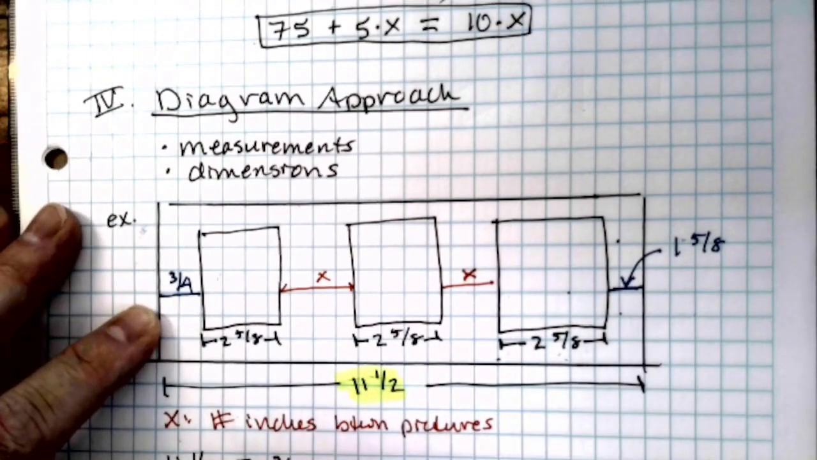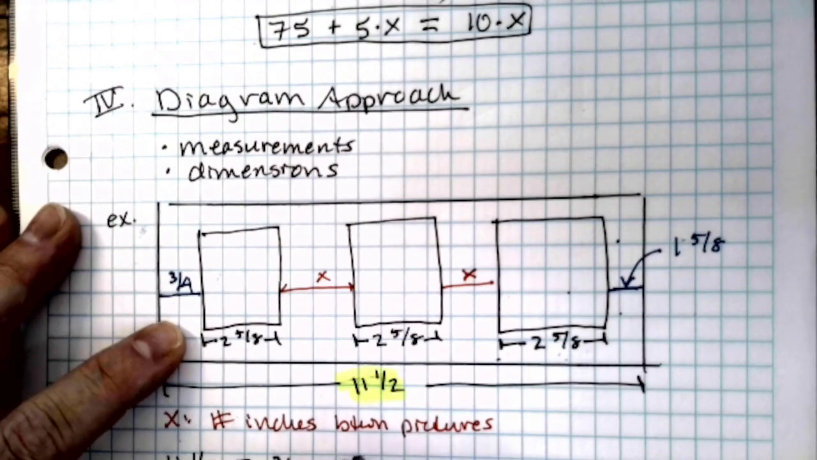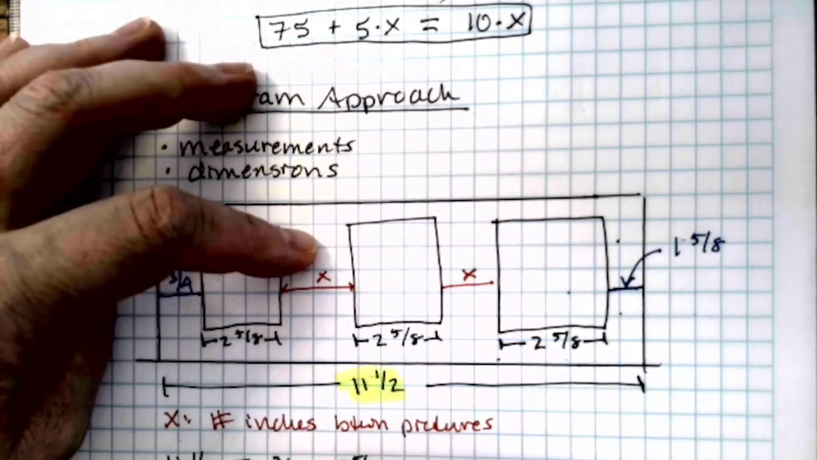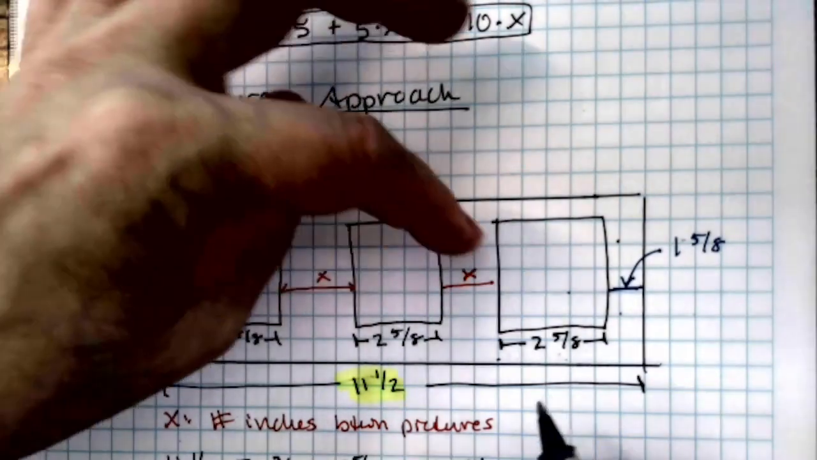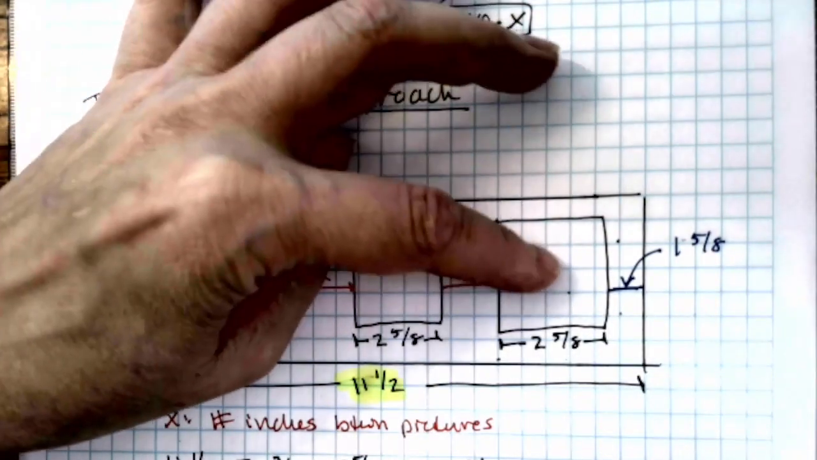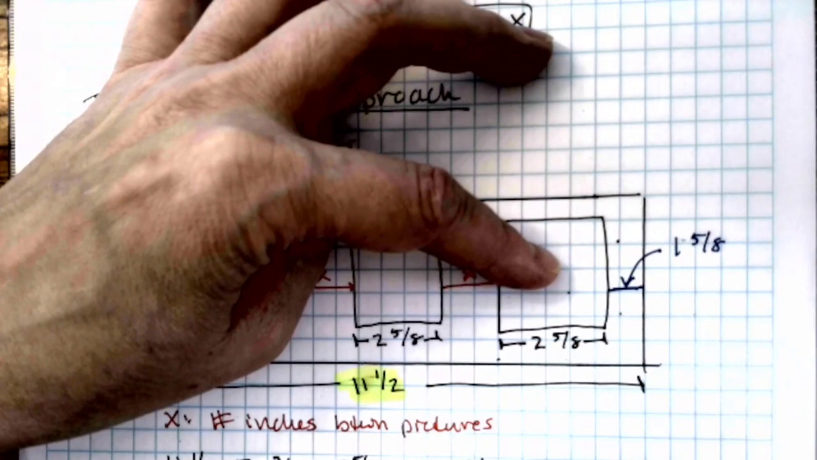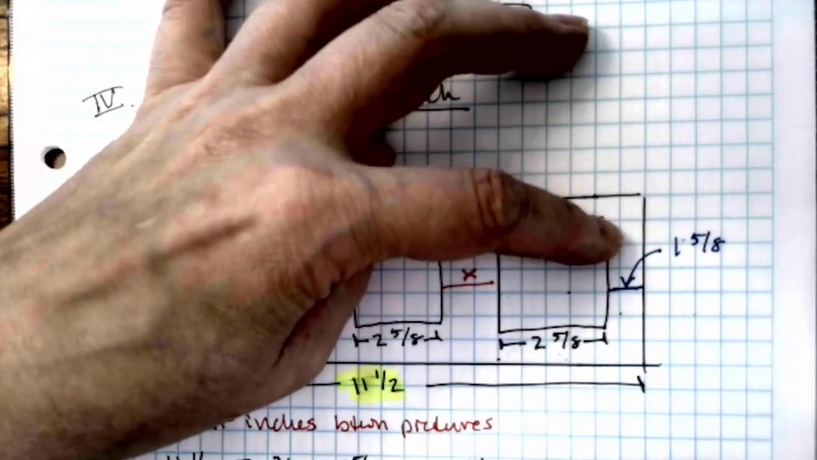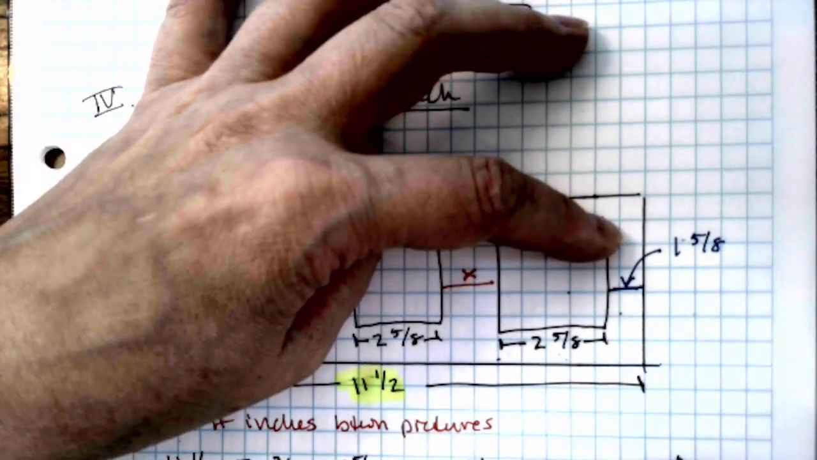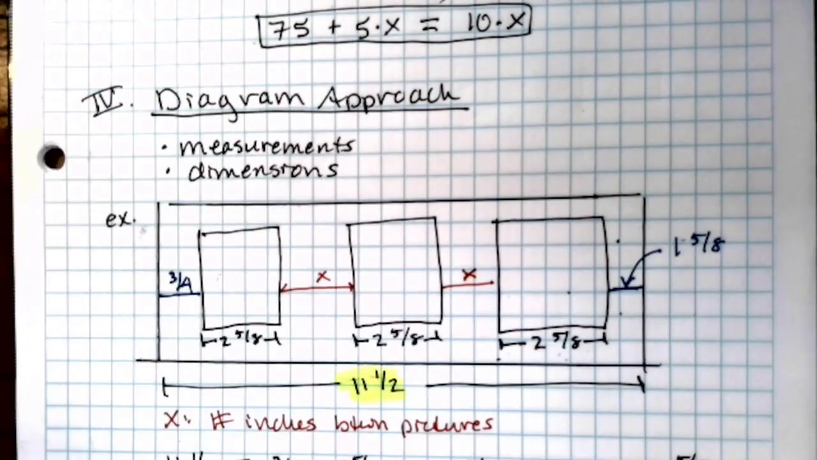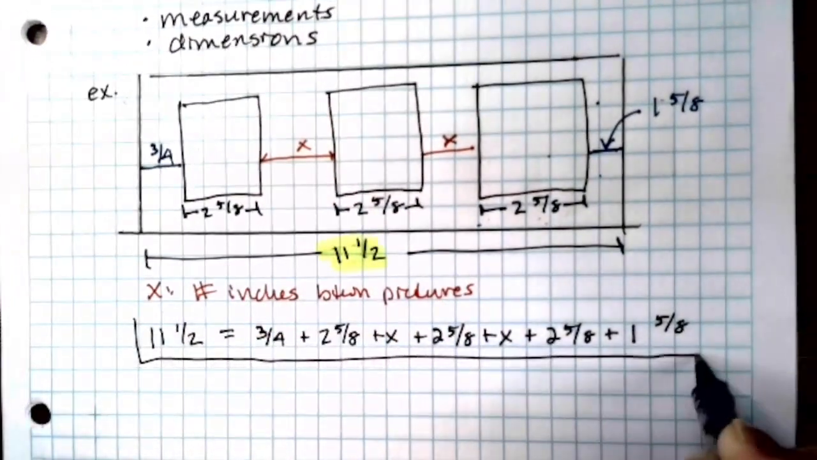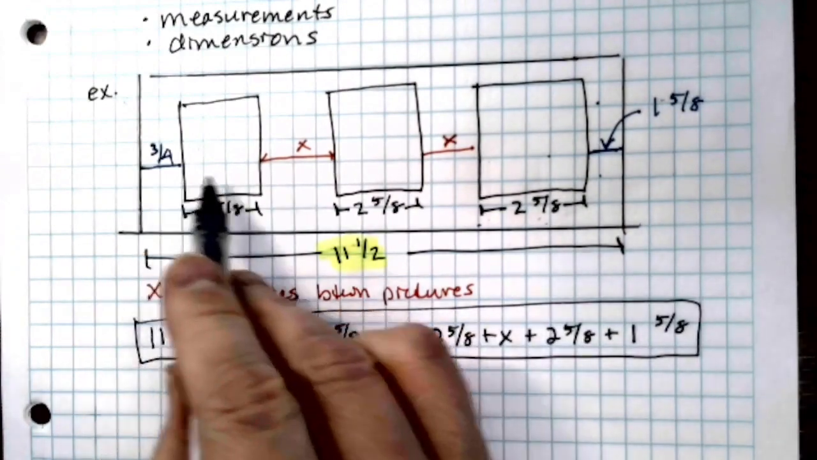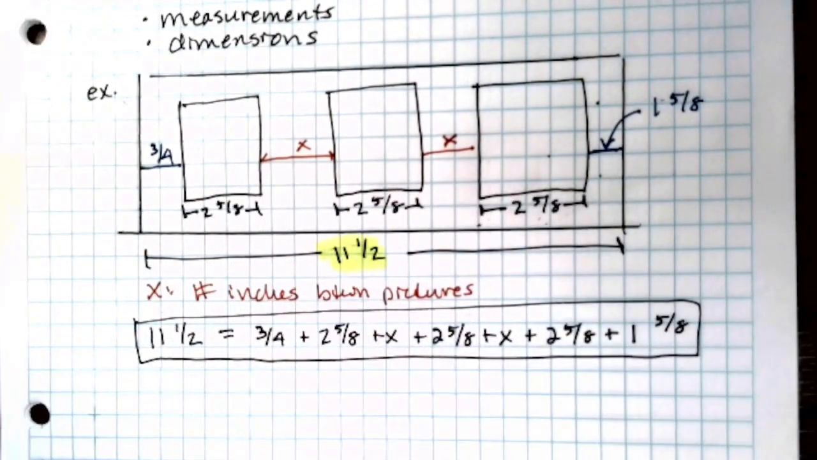So 3/4 plus 2 5/8 for the picture plus X plus 2 5/8 for the next picture, plus X, plus 2 5/8 for the third picture, plus the right-hand margin, 1 5/8. So we're just basically adding all those dimensions up to equal 11.5 inches.